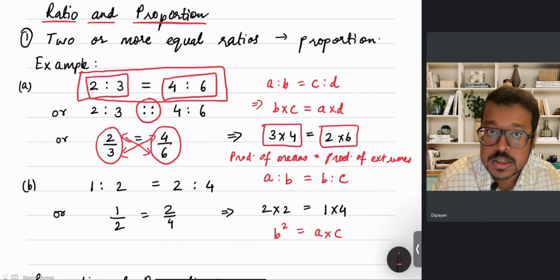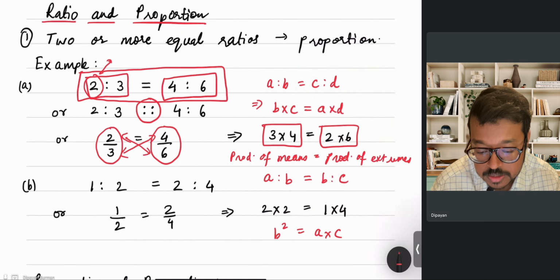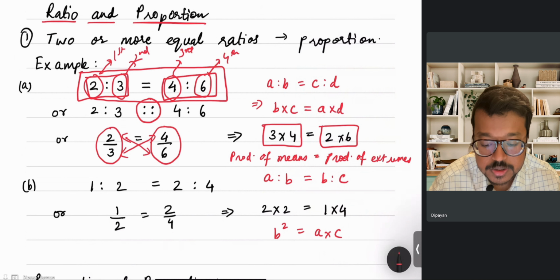So within a ratio, I have two numbers, the left and the right one. So the first term and the second term. Now if I have a proportion having two equal ratios, I have four numbers or four terms which are in proportion. So the first number is the first proportional. The second number is the second proportional. Similarly, we have the third proportional and the fourth proportional.